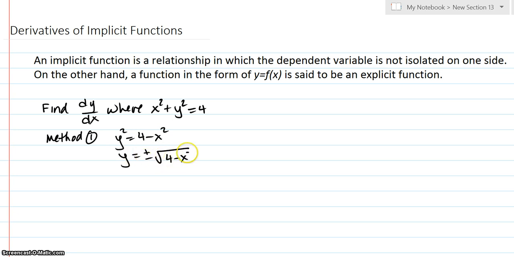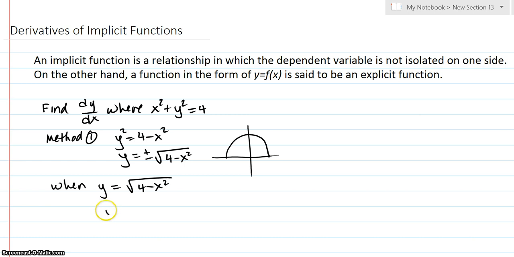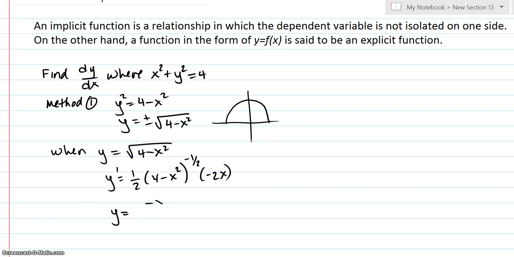And you do get two functions, like I was mentioning. This is the top half of the circle, and then this is the bottom half. And then we could take the derivative of this separately. Again, this is this function. And if I take the derivative of that, I can use the chain rule. I would get 1/2, 4 minus x squared to the negative 1/2, times the derivative of the inside. The 2's would cancel, so I'd get negative x on the top and the square root of 4 minus x squared in the denominator.